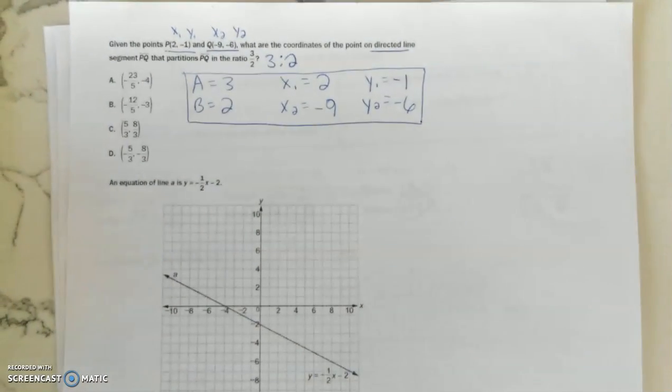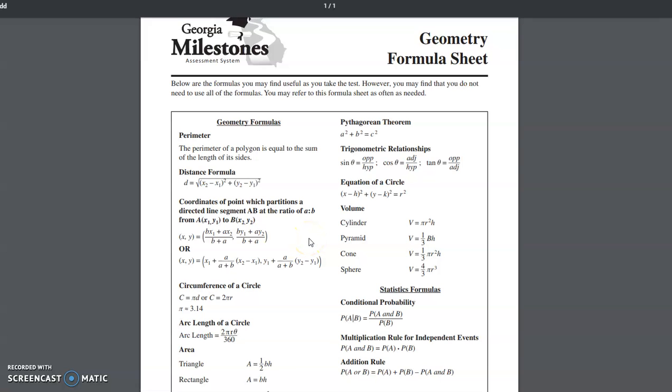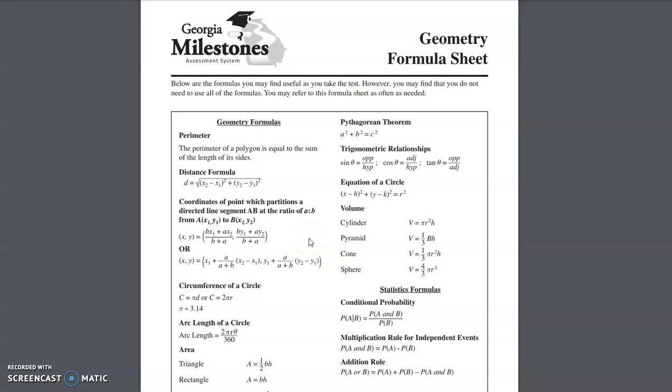So I'm going to pull out the formula sheet so you can see our formula right here. We're going to use this one. I'm going to write it up at the top of my paper. I hope you already wrote it down. It's going to be B times x1 plus A times x2 all over B plus A, and then B times y1 plus A times y2 all over B plus A. All right, I wrote that down on my paper to reference.